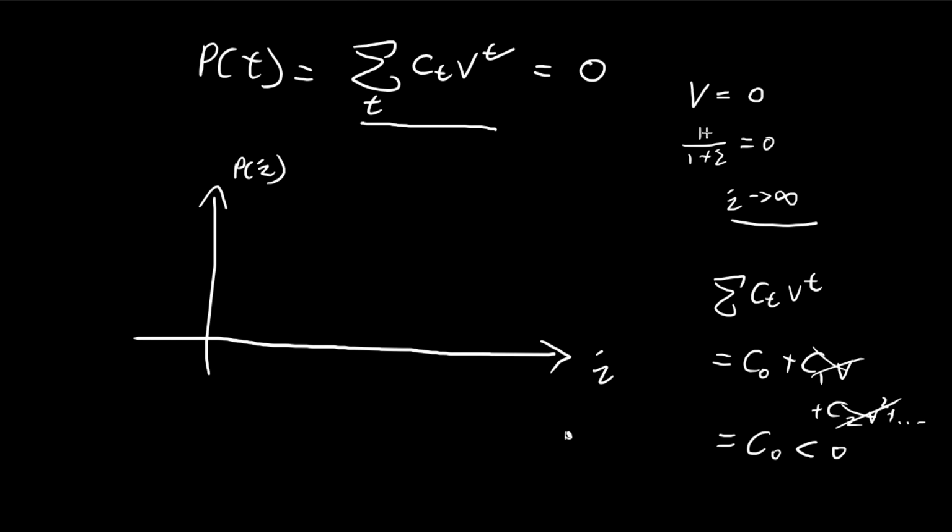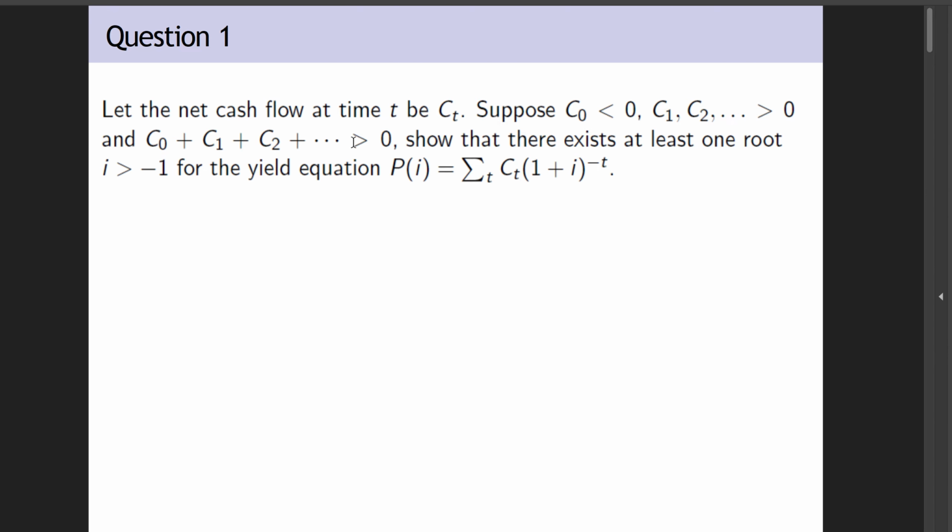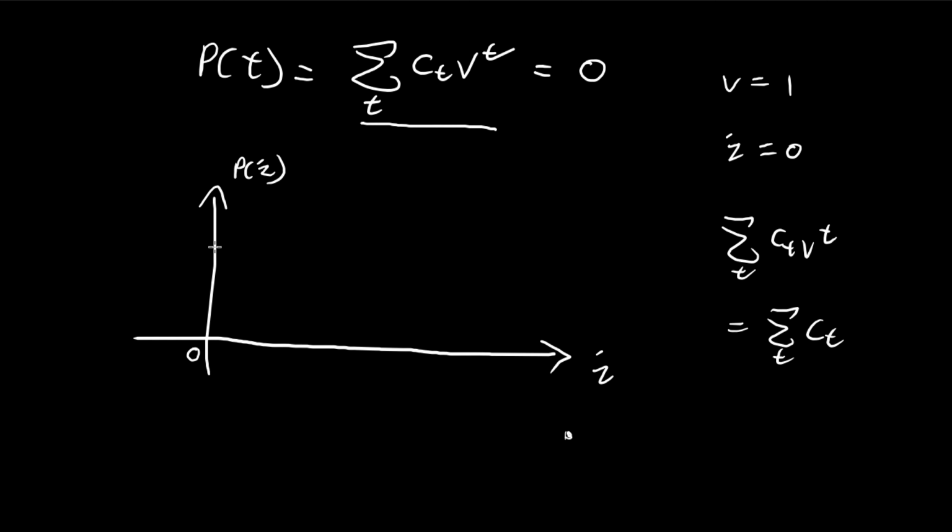So that is the case where I tends to infinity. Another case we can consider is when v is equal to 1. So let us just get rid of this for now. When v is equal to 1, that corresponds to the case where I is equal to 0. If you substitute v equal to 1 into this equation, this expression becomes just the sum of all cash flows. And we're also given the condition that the sum of all cash flows is larger than 0. So you can imagine the function being somewhere over here, when v is equal to 1, I is equal to 0.